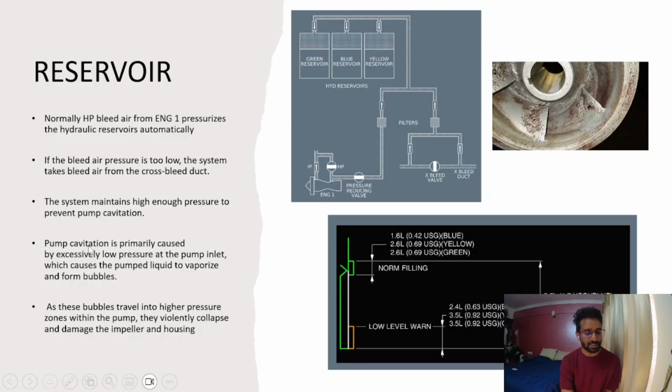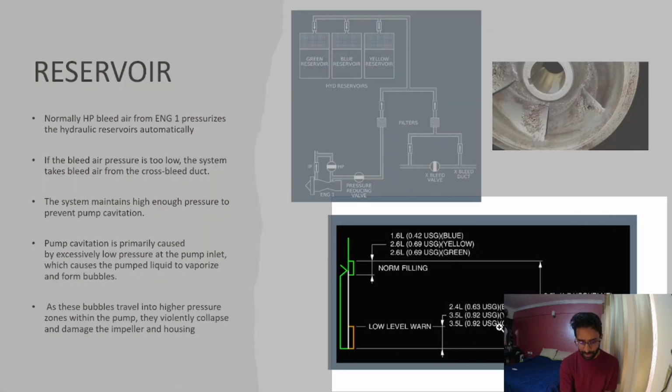So pump cavitation is primarily caused by excessive low pressure at the pump inlet. If the pressure at the inlet is low, that is why we give high pressure at the inlet by pressurizing the tanks. Low pressure causes the liquid to vaporize and form bubbles, and these bubbles travel into high pressure zones within the pump. They violently collapse and damage the impeller and housing. So a lot of damage. Basically, to avoid that, we have to keep the reservoir under pressure.